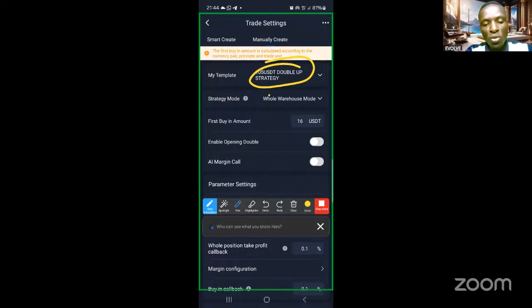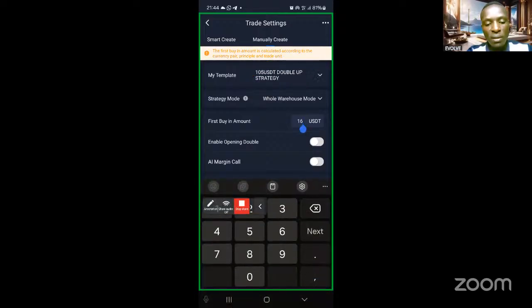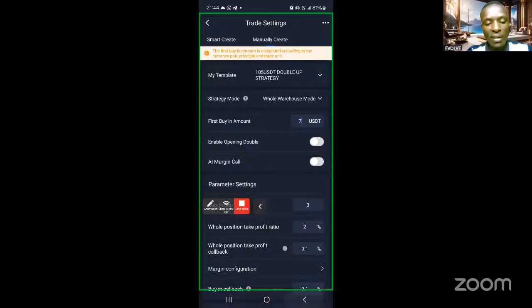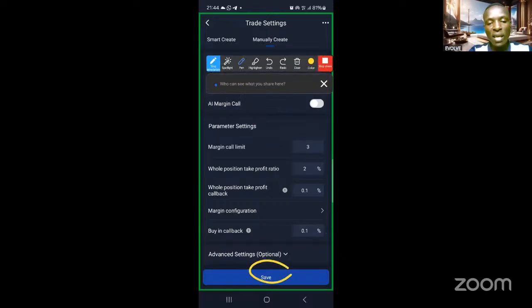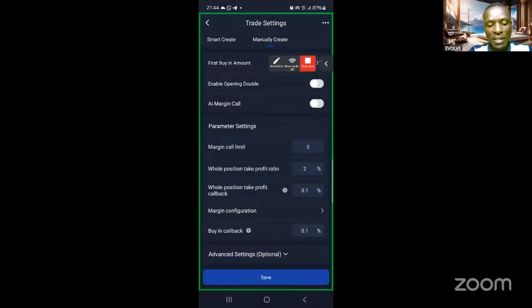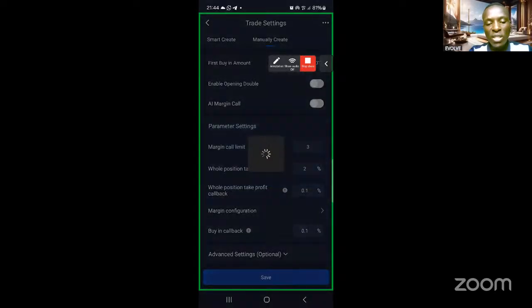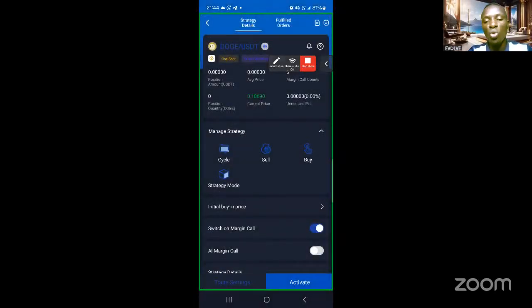Now, what is not going to change is the first buying amount. You have to change it manually. We said it is 7. And that's it. Very simple. Guys, is that hard? After that, now you create and save. Your strategy will enter. Your settings will enter this coin called Doge.